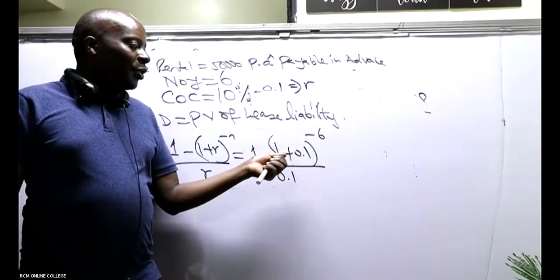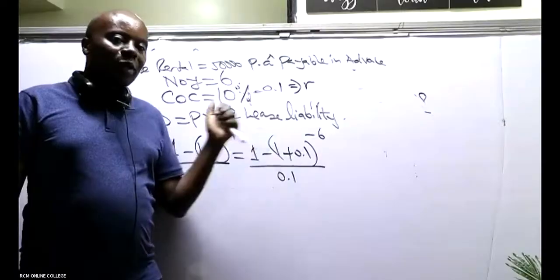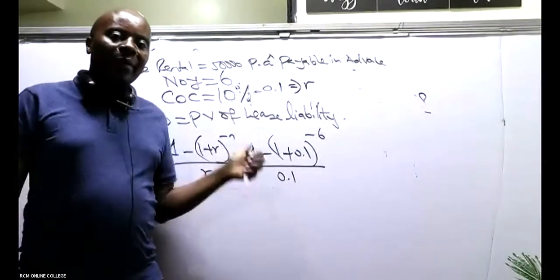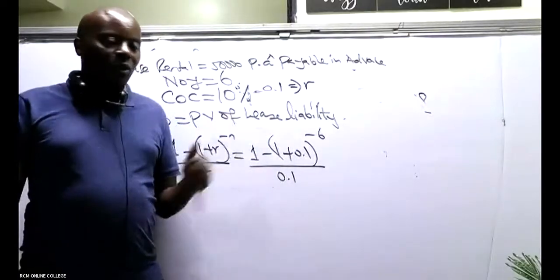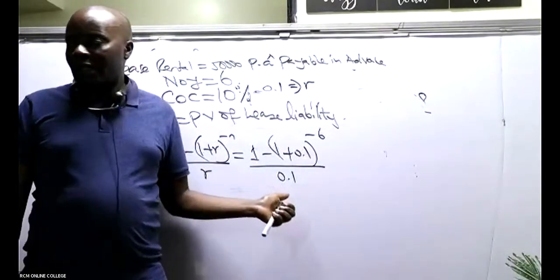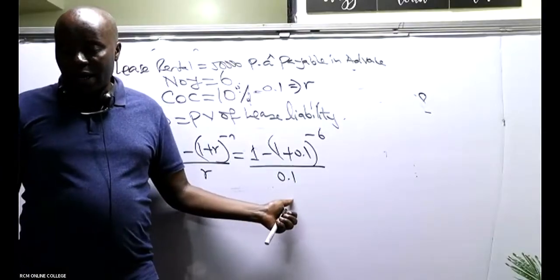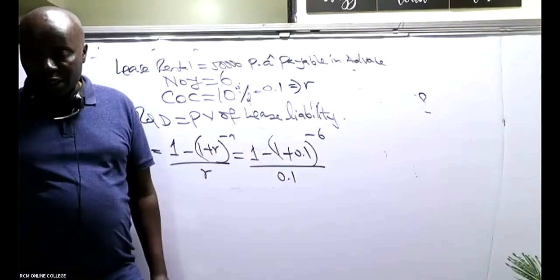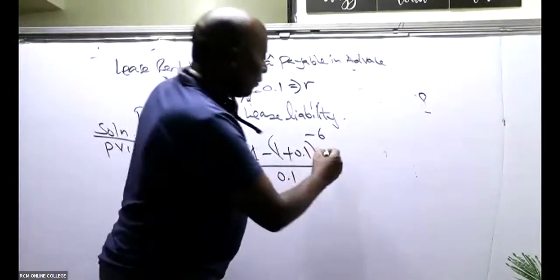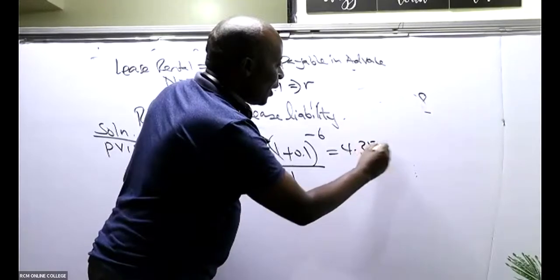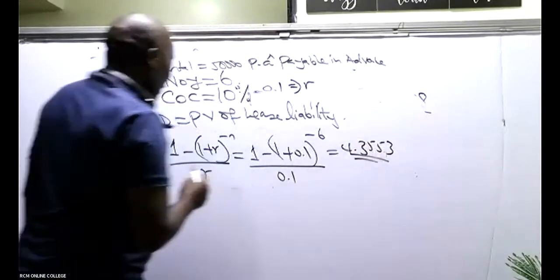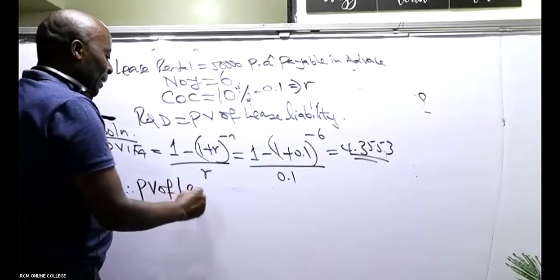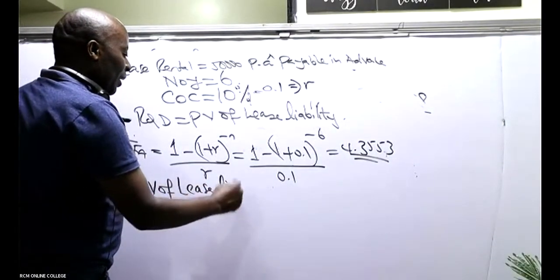All right. So you get 1.1 raised to minus 6. So you raise first, and then you come and say 1 minus the answer. Then you say equals. After you say equals, you should be able to come and say divided by what here? 0.1. What are we getting, somebody here? We are getting 4.3553.